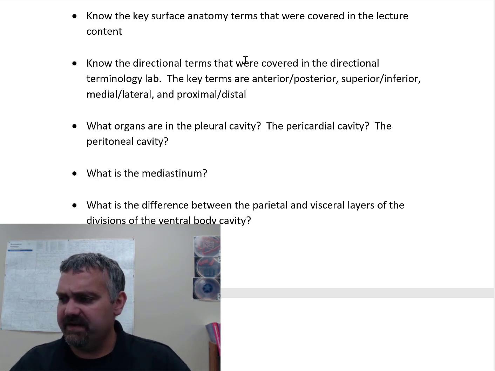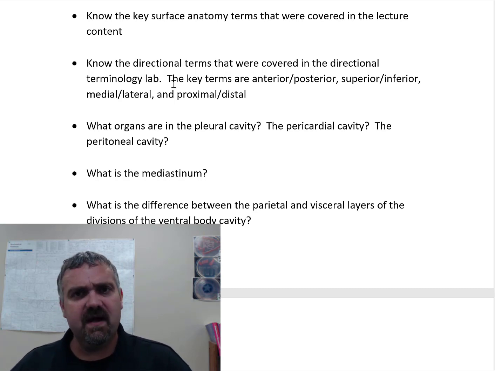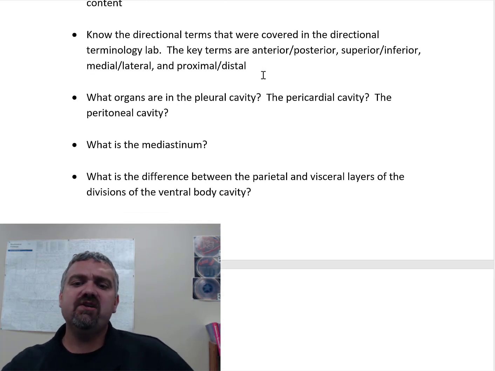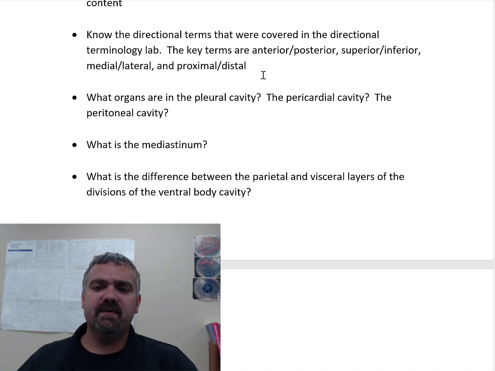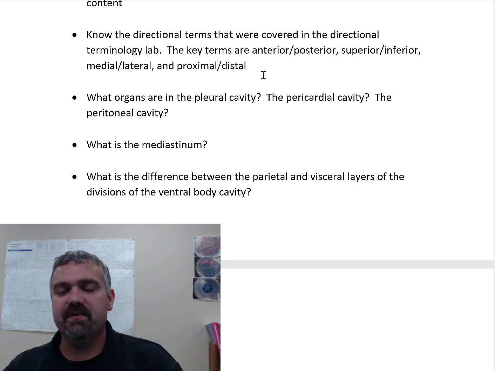All right, I mean, there's so many of them. Like your wrist is carpus. I can't go through them all here, but make sure you find some content of mine or otherwise that teaches you these terms. All right, next, same thing here. Know the directional terms that were covered in the directional terminology lab. The key terms are anterior, posterior, superior, inferior, medial, lateral, and proximal, distal.